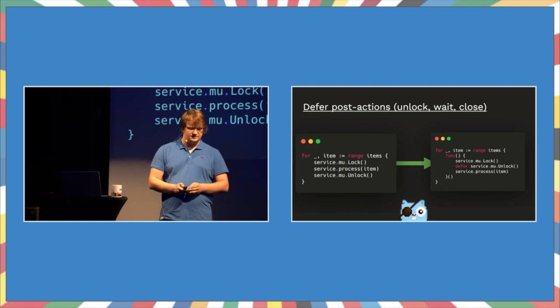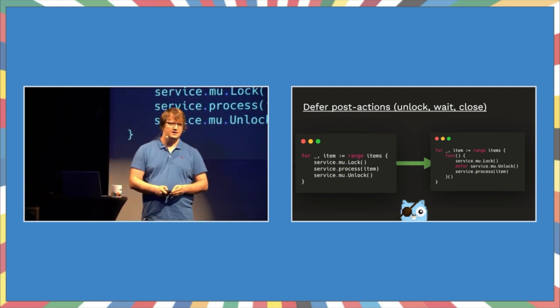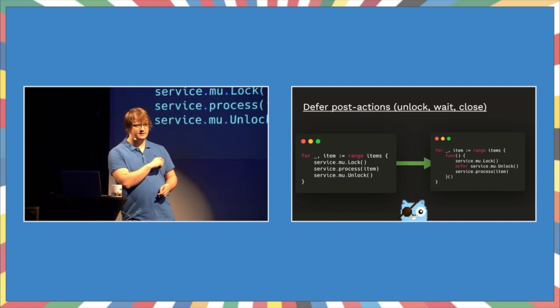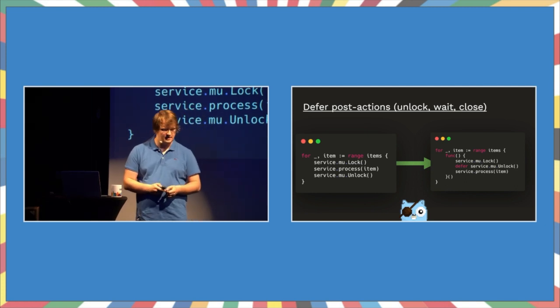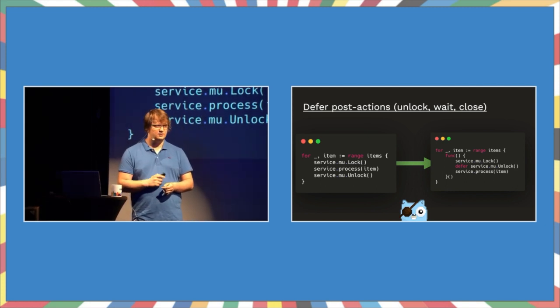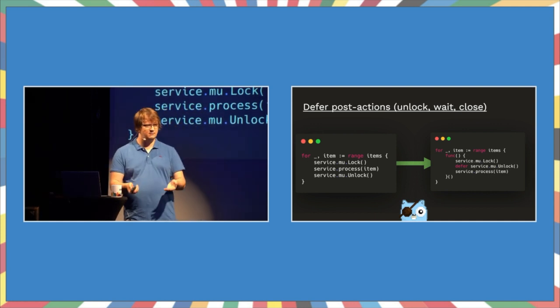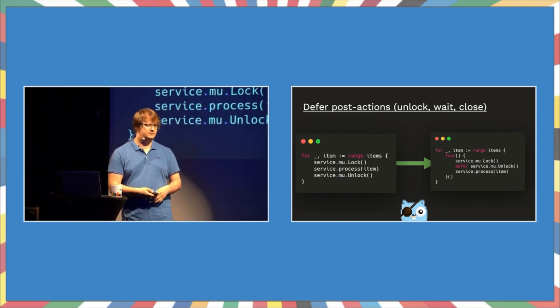Defer post actions. It's quite common that people start with the code on the left, then they add an if statement into the code base and forget to unlock the mutex. So this, of course, is kind of discoverable easily. However, you still waste a lot of time debugging this concurrent code and figuring out where things go wrong.